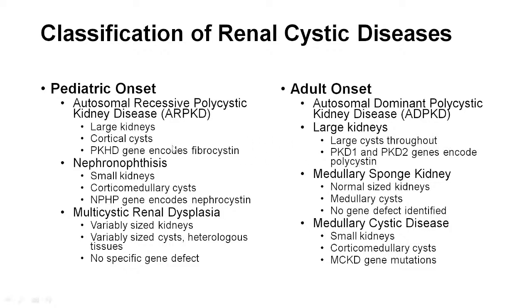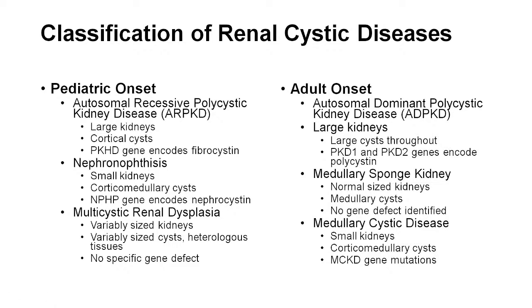So, here it is fibrocystin and here in the adult it is polycystin. Okay. Now, the second entity in the pediatric age group is nephronophthisis. In comparison to ARPKD, it has small cysts for that given age, a small size of kidney. Then cortical and medullary, both areas cysts are supposed to be seen. NPHP gene encodes for nephrocystin protein.